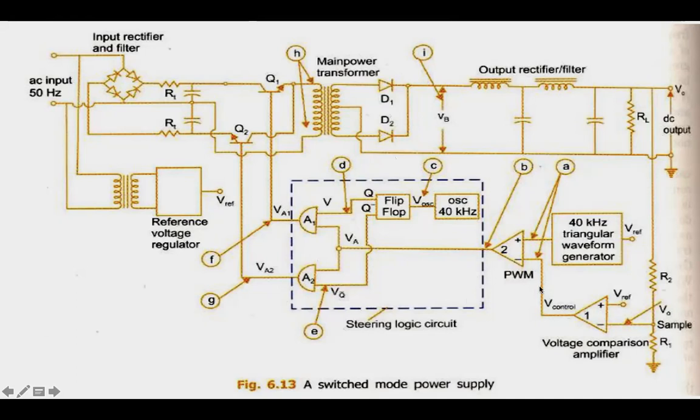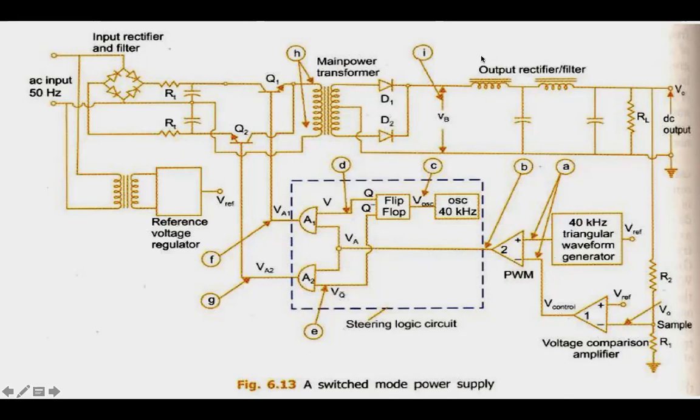And then PWM, we learned about PWM, which is pulse width modulator, right? So we're using an op-amp for that purpose. Then we have a triangular waveform generator, 40 kilohertz. The voltage comparison amplifier, so this is done for error control. Rectification. So a pretty complex circuit which has almost everything.